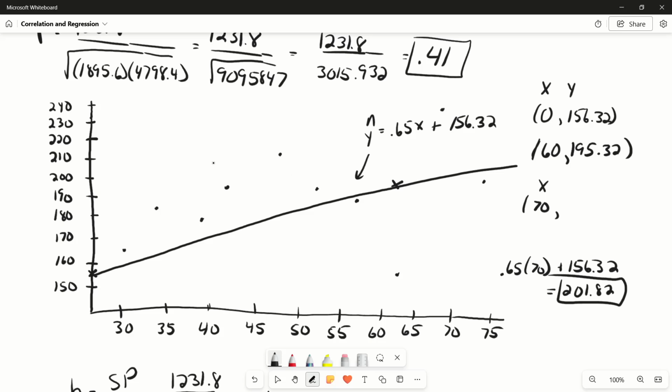And that's it. These vertical distances here, once again, are errors in prediction. The closer these points are to the line, the stronger the correlation, the stronger the regression model, the better the regression model. The further the points are from the line, the weaker the regression model. And that's it for correlation and regression.